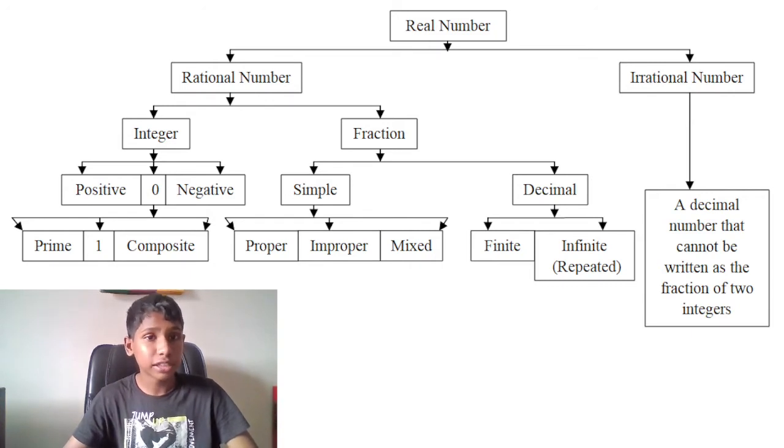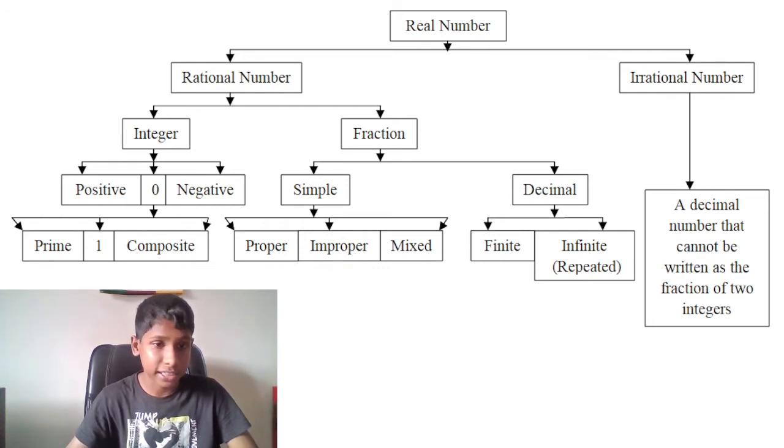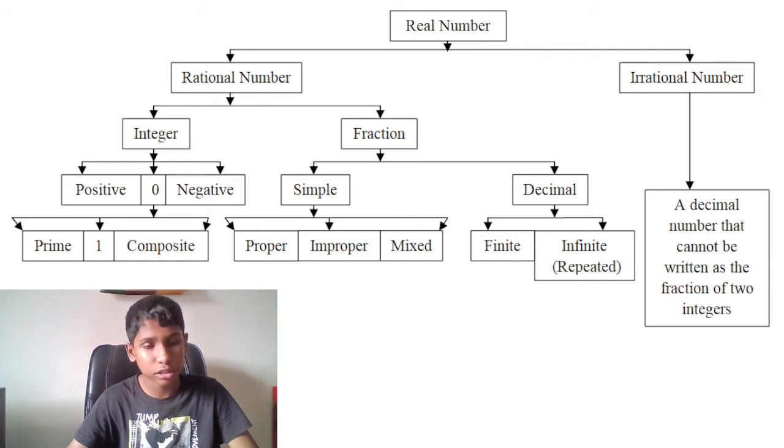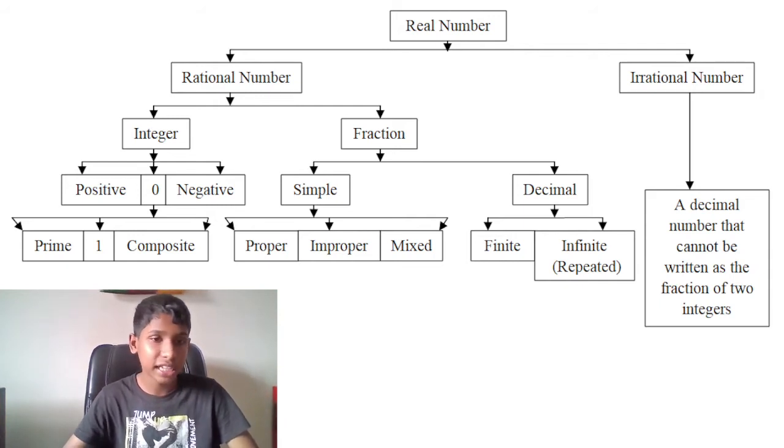So now let's talk about the categories of rational numbers. Rational numbers can be categorized into two different parts. One is integer, another one is fraction. So integers are positive, 0, and negative. So positive can again be classified into three more types. They are prime, one, and composite. Positive numbers we all know, 1, 2, 3, 4, plus, and negative numbers are -1, -2. We all know about the positive and negative numbers. And 0 is neither positive nor negative.